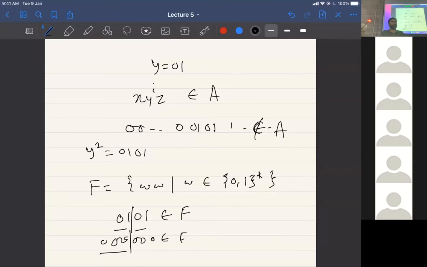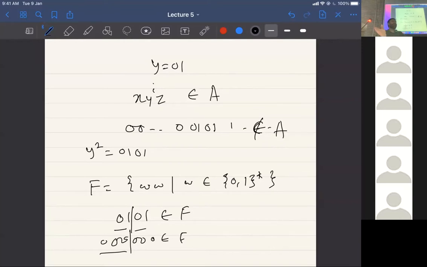This is an intuitive argument, but we can prove using the pumping lemma that this language is not regular. Let me give you an intuitive proof over here. Suppose this is W W. You take a string W W, any string W and W, so that the length of W is P. So W W is of length 2P.